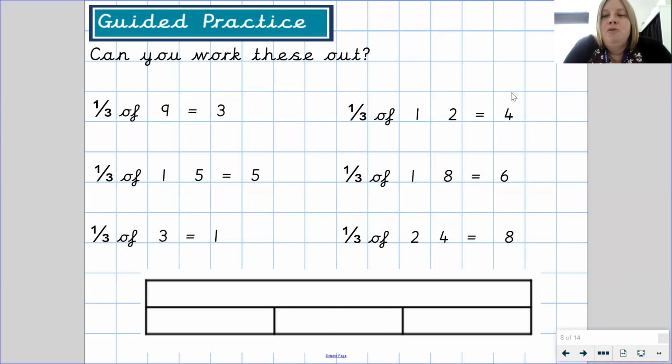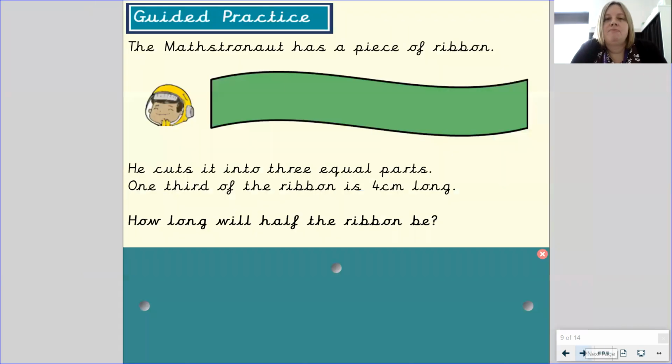1/3 of 12 is 4. It is the same as saying 12 divided by 3 is 4. 1/3 of 18 is 6. It is the same as saying 18 divided by 3 is 6. 1/3 of 24 is 8. It is the same as saying 24 divided by 3 is 8.